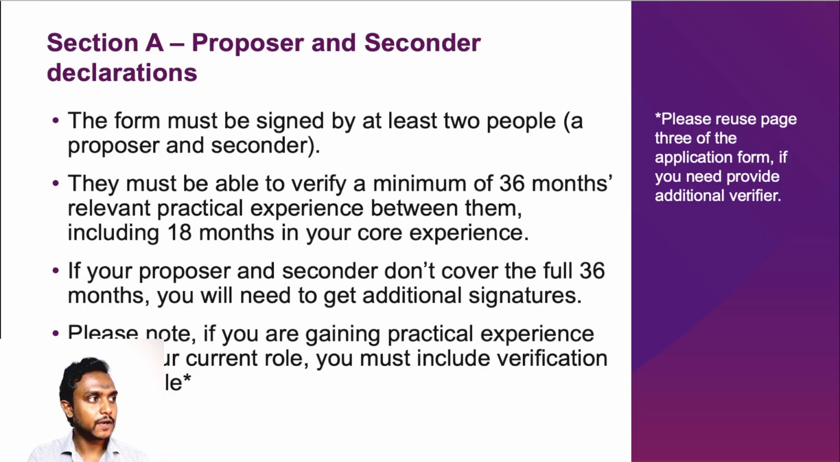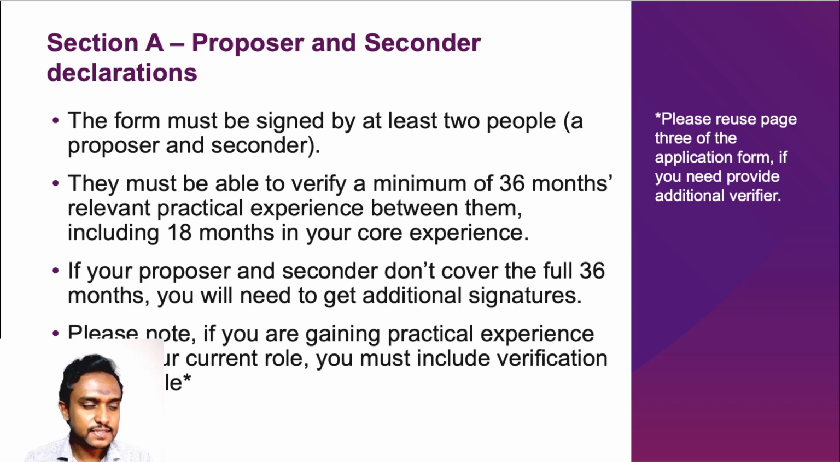That is very important. The proposer and seconder are 2 people who can verify a minimum of 36 months of relevant practical experience between them. Out of the 36, a mandate is that 18 months should come from your core experience categories. That is a mandate. Your proposer and seconder, preferably your previous supervisors, company managers, people you directly report to, your company CEO or CFO, can be proposers and seconders.